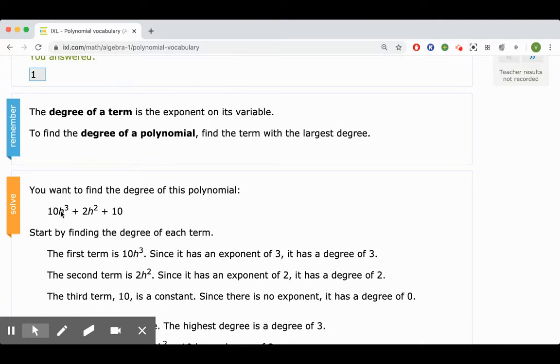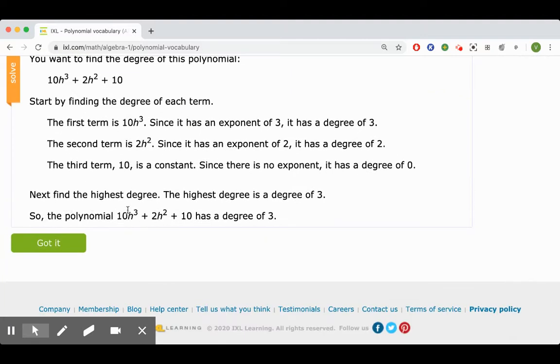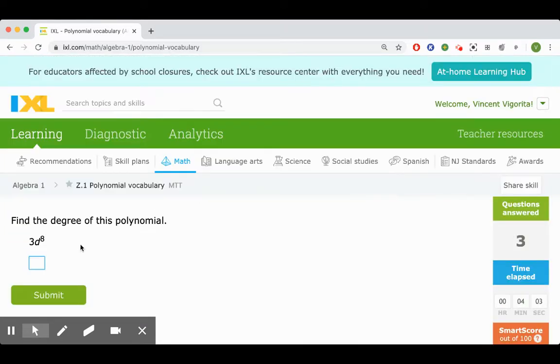The first term has a degree of 3 because the variable has an exponent of 3. The second one has a degree of 2 because the variable has an exponent of 2. And this one is a constant. There's no exponent and has a degree of 0. So you take the highest one, and the highest is 3. So the degree is 3. Okay? And that's your answer. So the polynomial, this blah, blah, blah, has a degree of 3. So the degree here, look at the variable, has an exponent of 8. So the degree is 8.